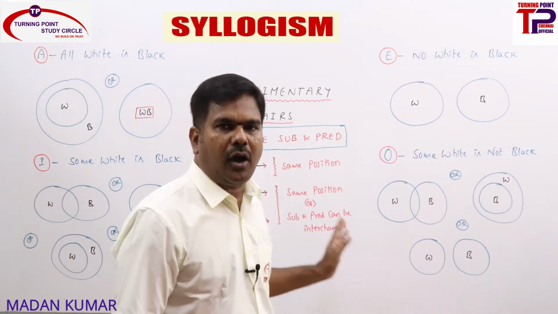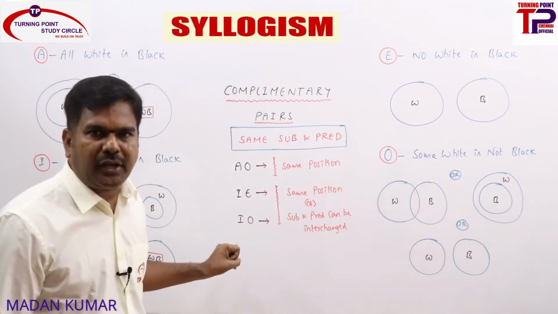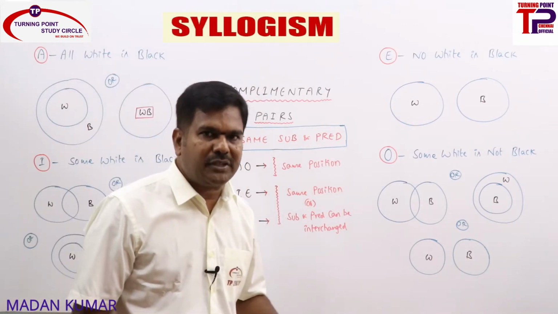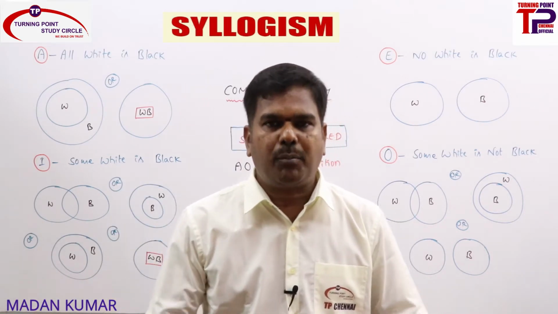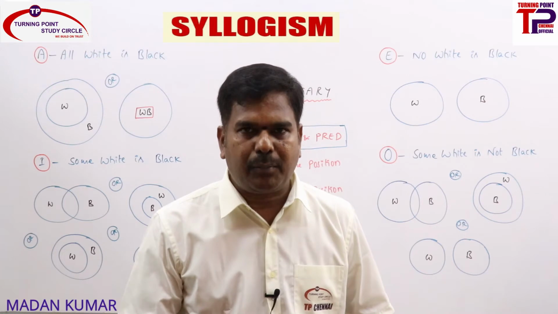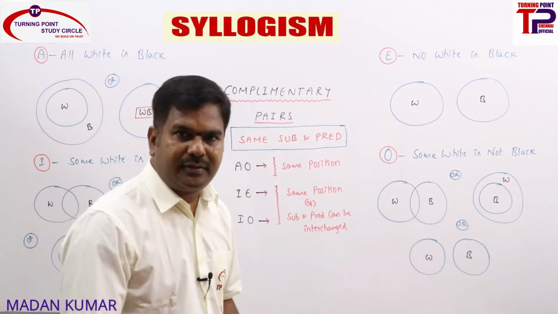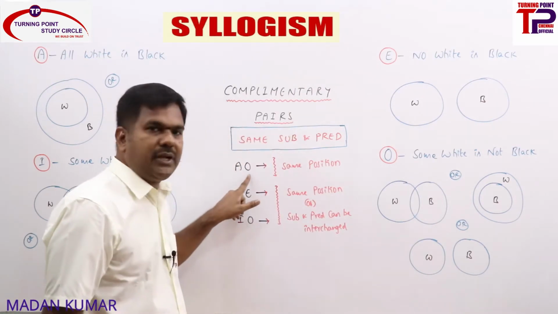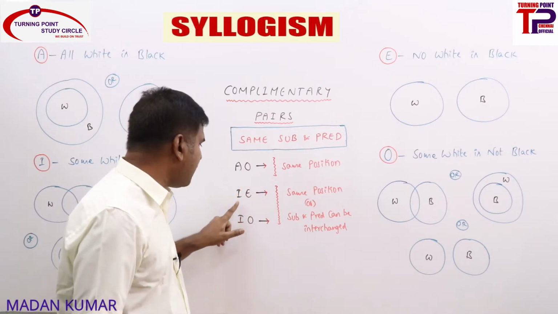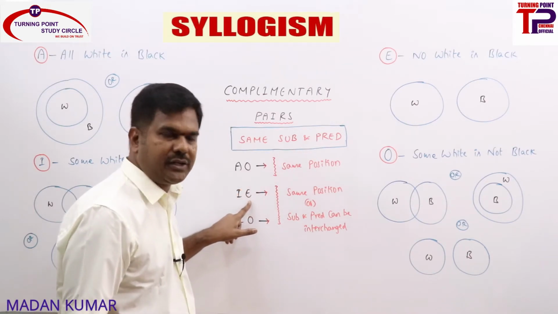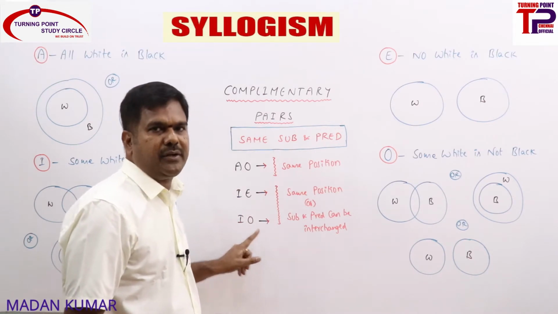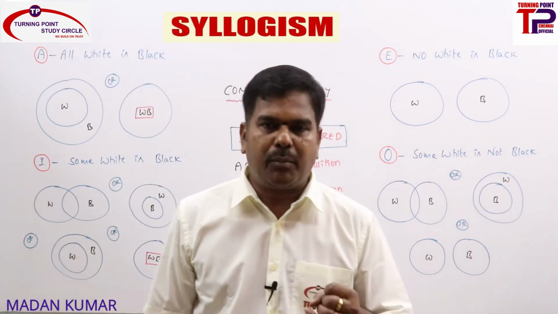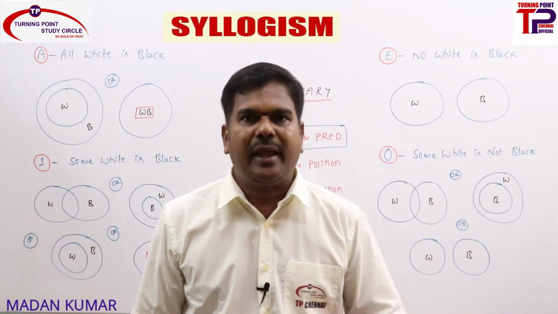Always remember, in complementary pairs, one must be a positive statement and the other one must be a negative statement. See here, A is a positive statement, O is a negative statement. I is a positive statement and E is a negative statement. Again, I is a positive statement, O is a negative statement. So in all complementary pairs, one must be a positive case, one must be a negative case.